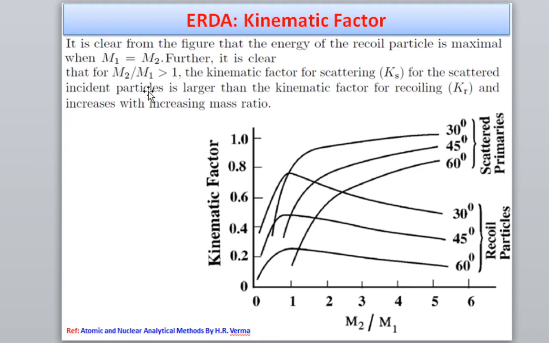And for m2 greater than m1, if the mass of the target is greater than the mass of the projectile, then the kinematic factor for scattering, Ks, for the scattered incident particle, is larger than the kinematic factor for the recoil. If you see here, this kinematic factor is larger than this one. Okay, so this is an overview I have shown, a comparison of the difference between scattering and recoil.